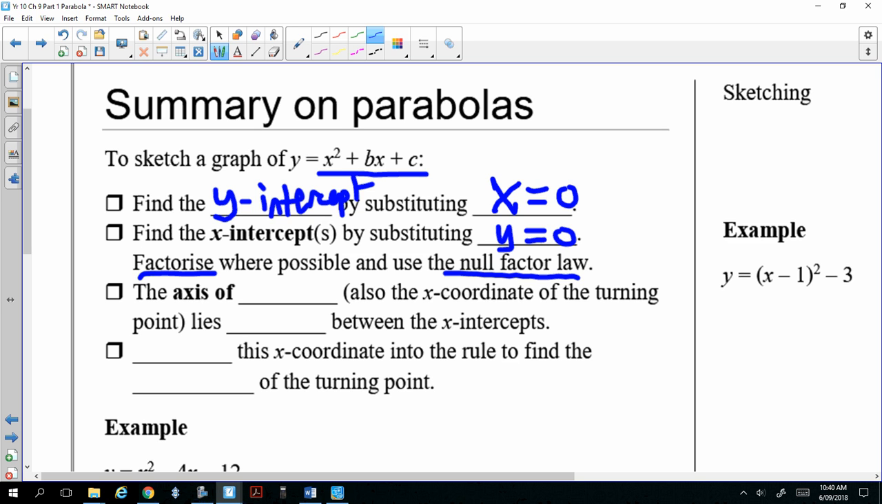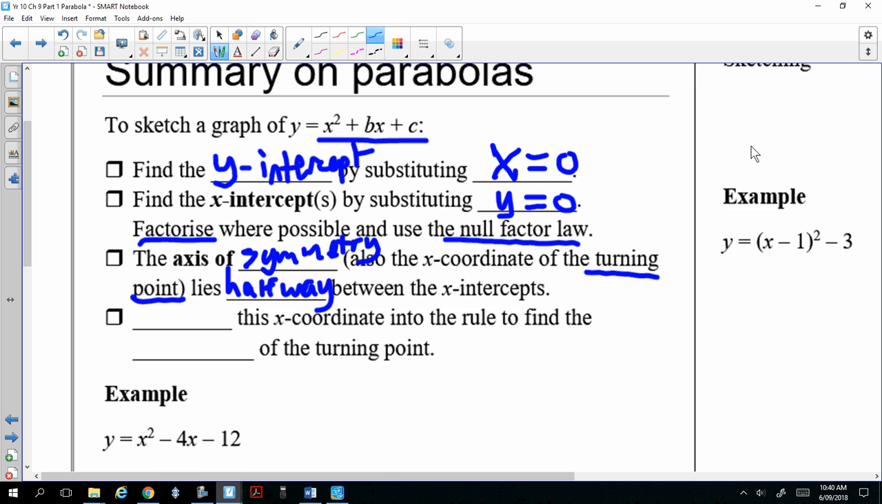Next, we're going to find the axis of symmetry. The axis of symmetry can be found also as the x-coordinate of the turning point, which lies halfway between the x-intercepts. And then after we find the axis of symmetry, we substitute the x-coordinate into the rule to find the y value of the turning point. So substitute the x value of the axis of symmetry.